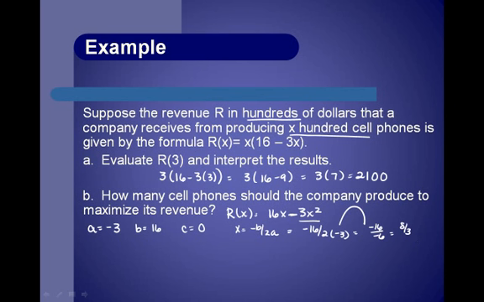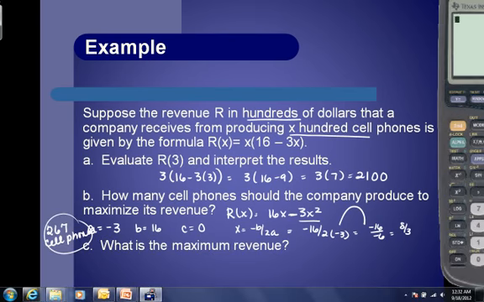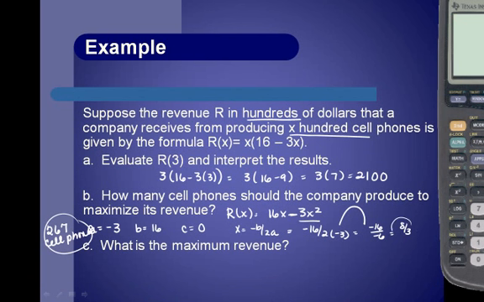So how many cell phones should the company produce? Well, let's get 8/3 as a decimal. So 8 divided by 3 is 2.67. This should be in hundreds, so let's say we times 100, which would give us 267 cell phones to get a maximum value. Okay, so when they ask us for the maximum revenue, remember, we're going to use the 8/3 for X, not the 267 cell phones, but we're going to use the actual X equals 8/3.